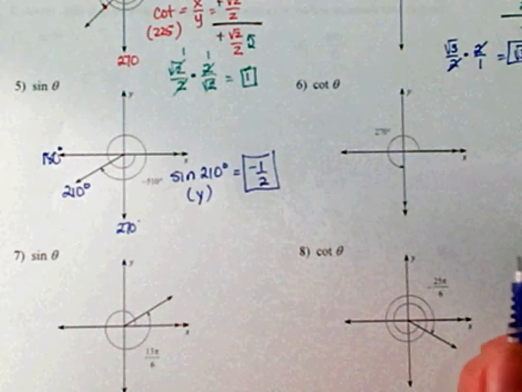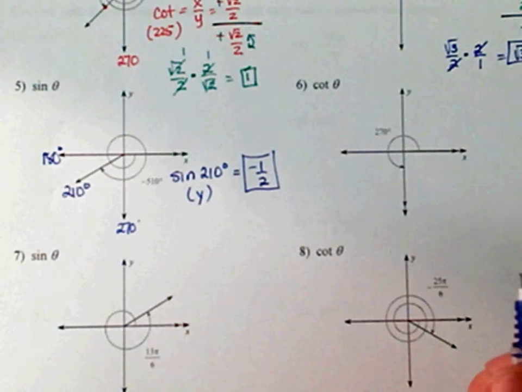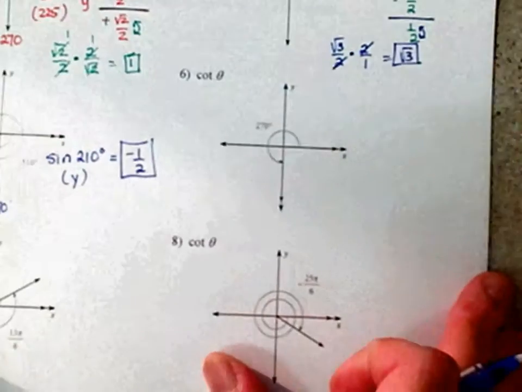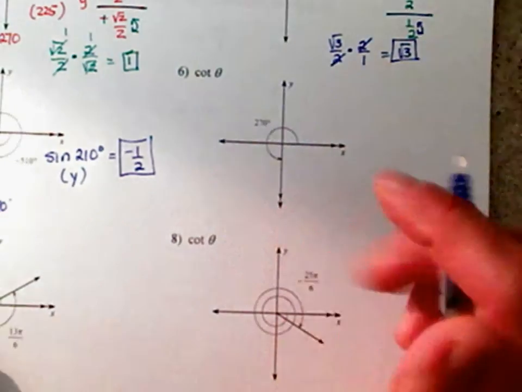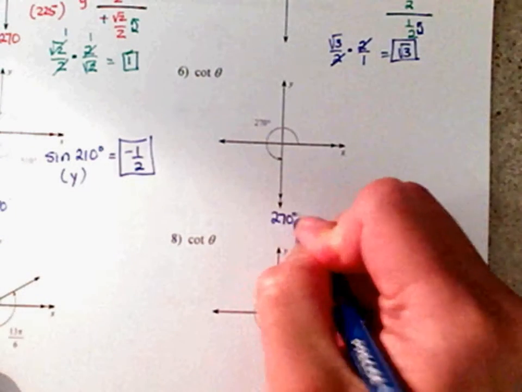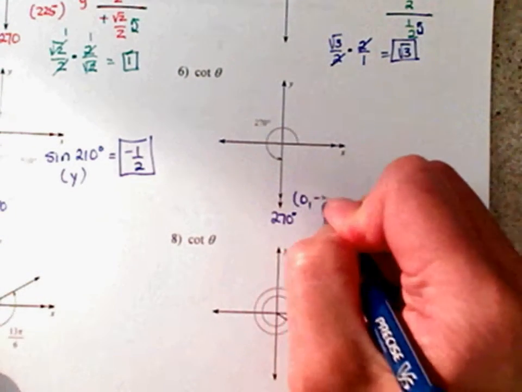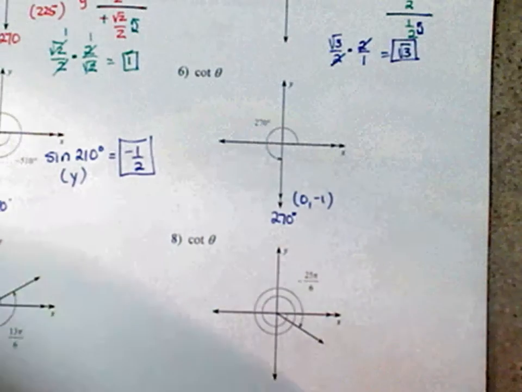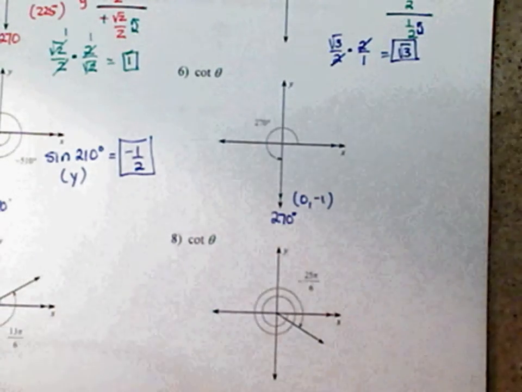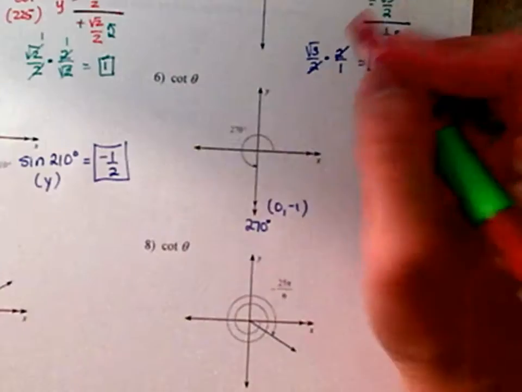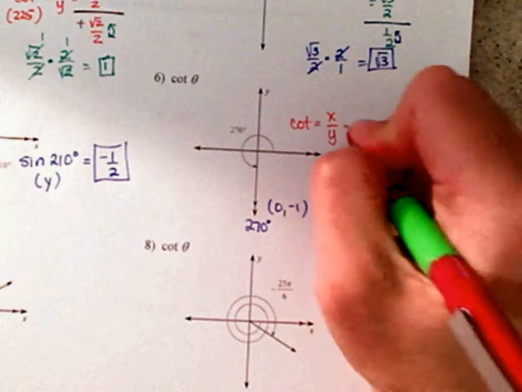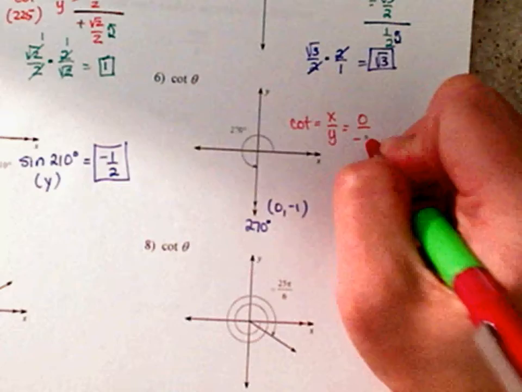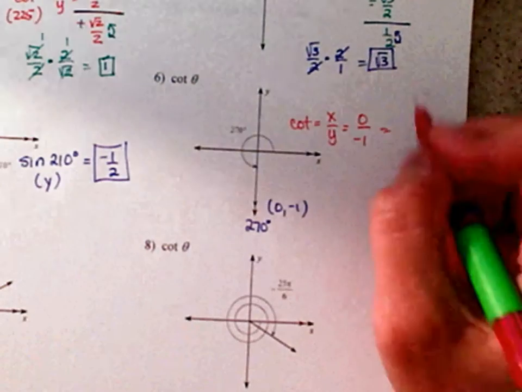Okay. Let's take a look at number 6. I am talking at 270, and here's your 270 right here. And this coordinate is 0, negative 1. Okay? All right. You're looking for cotangent, so let's take a look. Cotangent is x over y. What is your x? 0 over negative 1. 0 divided by any number is 0.